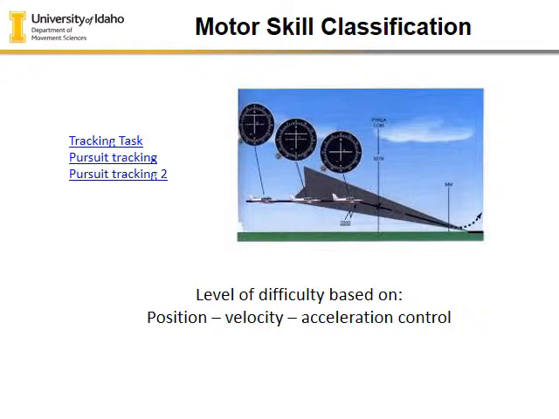So position is the first domain, and so it's the easiest tracking task to do. You just do position between whatever you're trying to track and yourself. If you're trying to match the velocity, that means the movement of your motion has to be the same speed of whatever you're trying to track, not necessarily from position A to B, but you have to go from A to B in the same velocity. And then of course acceleration, just a little bit more difficult.